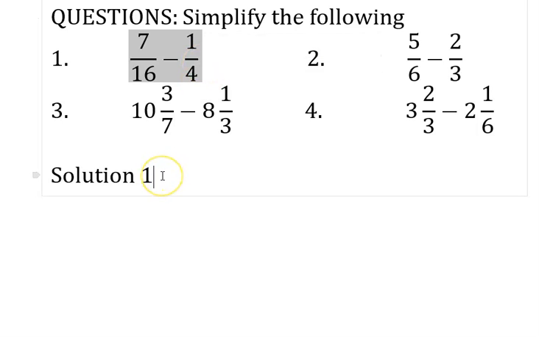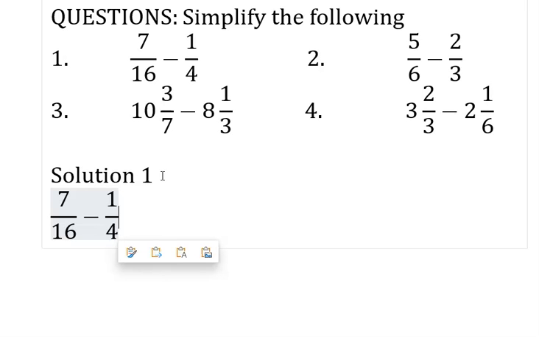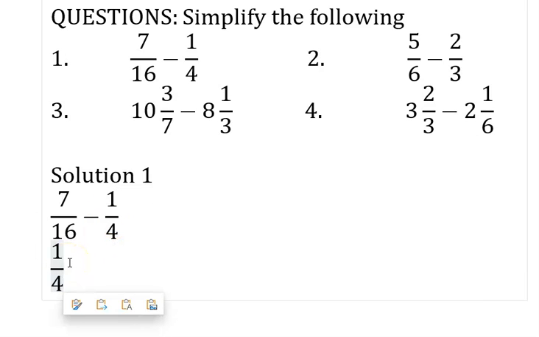For question number 1, we have 7/16 minus 1/4. Like I said, if you are adding or subtracting fractions, you are going to be making use of LCM. It is very key. It is very important. So let's see how we go about that. Let's make use of this as our template.